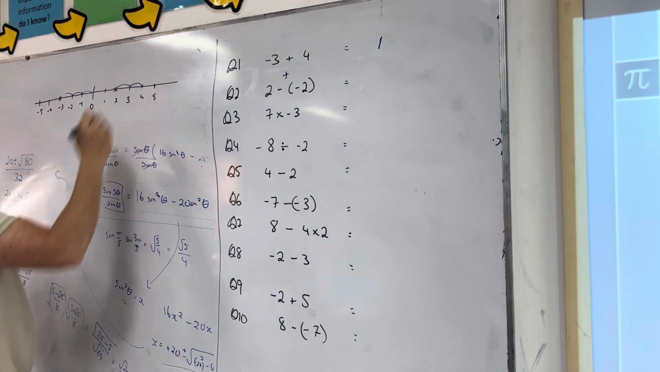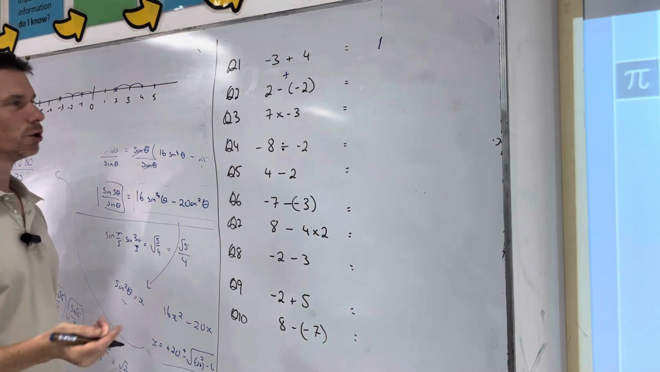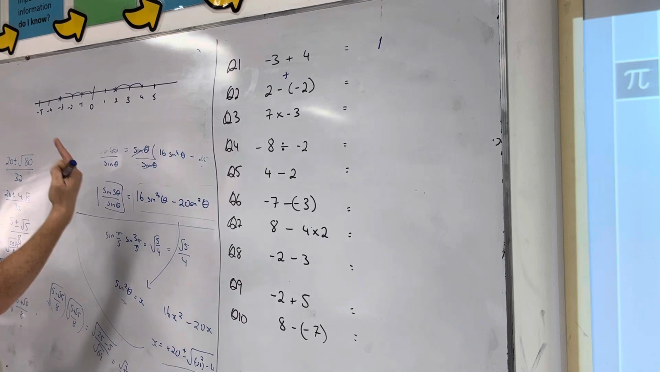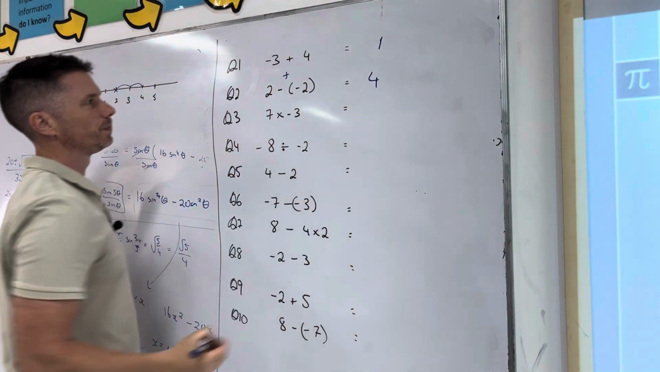So if I see that double negative, it kind of changes the direction I'm facing. Normally I subtract 2, I go that way, but if I subtract a negative 2, I go that way. So I end up with 4.